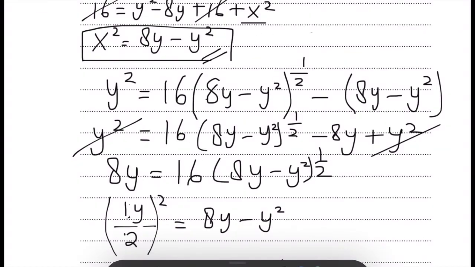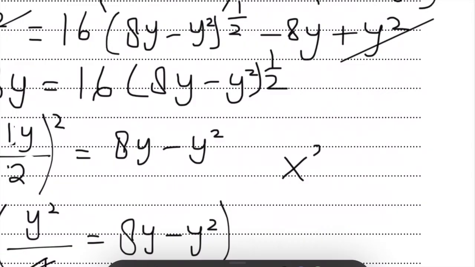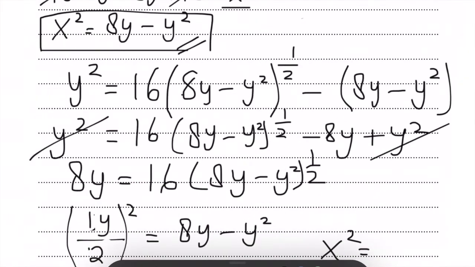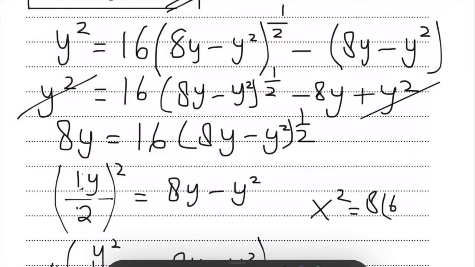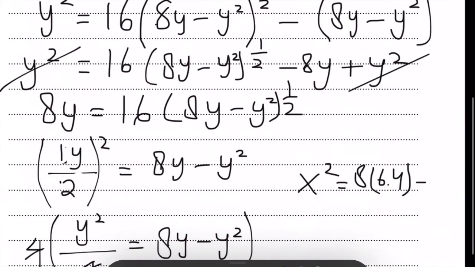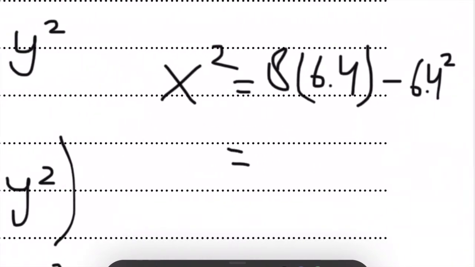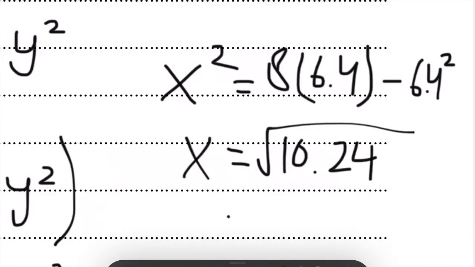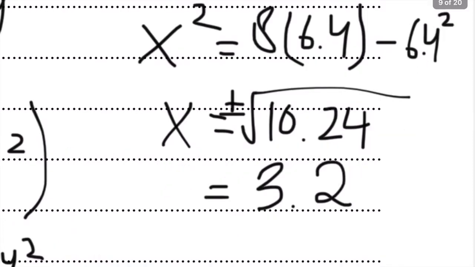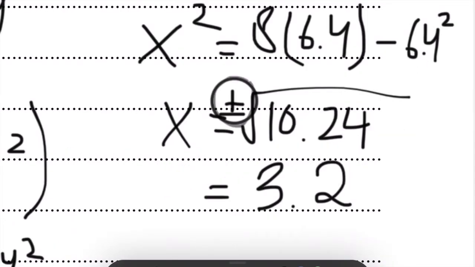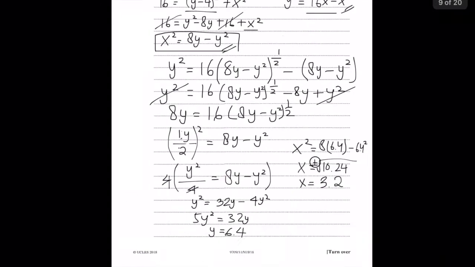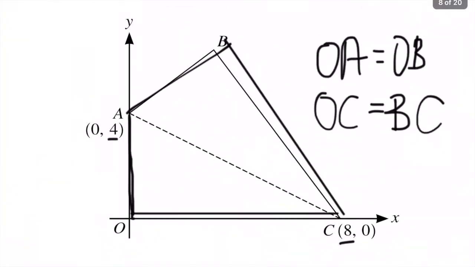We'll use this equation to find x. So x squared is equal to 8 multiplied by 6.4 minus 6.4 squared. And we get the square root of 10.24, which is 30. Even though we have plus minus sign here, we cannot make the answer negative because recall that in the graph, b is located in the positive side of both x and y.